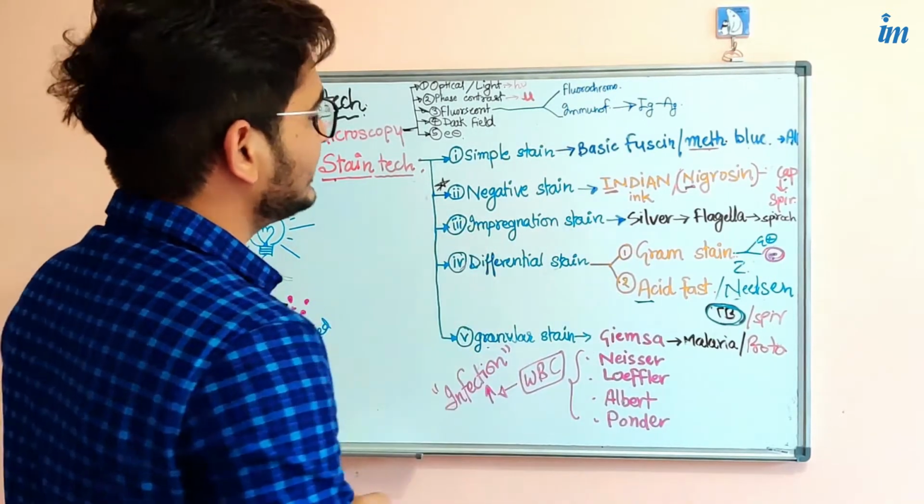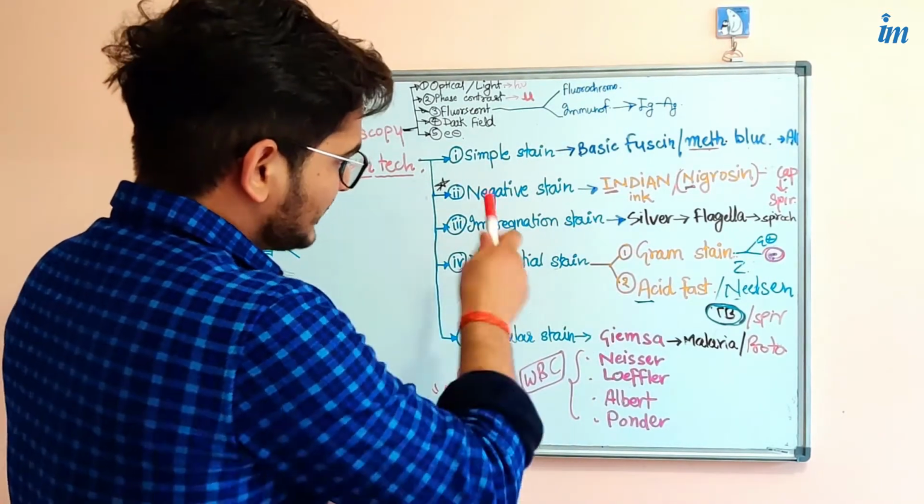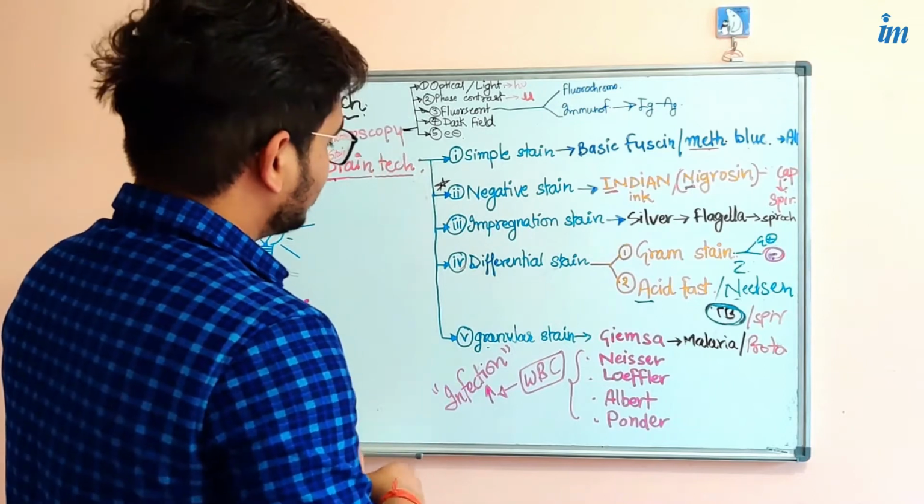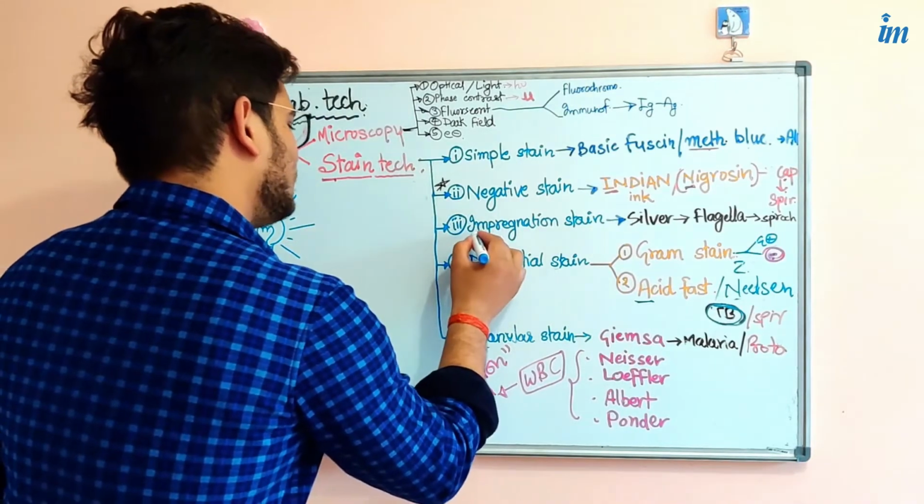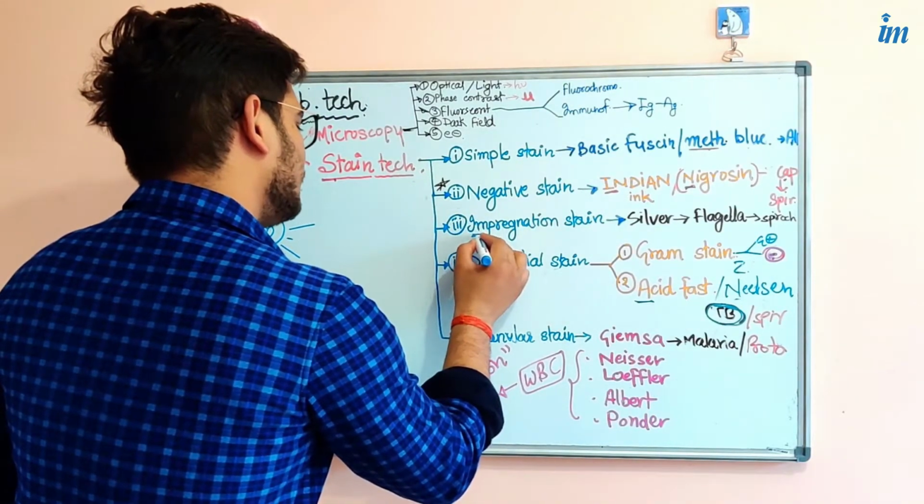The third one is impregnation stain. The concept behind it: what does impregnation mean and what do we need?